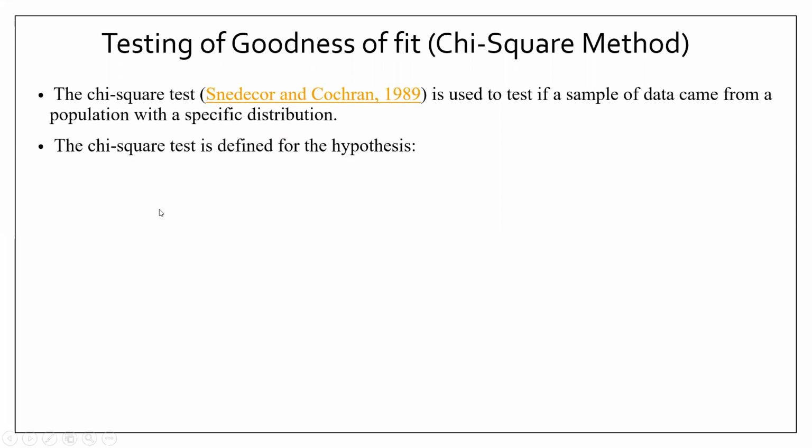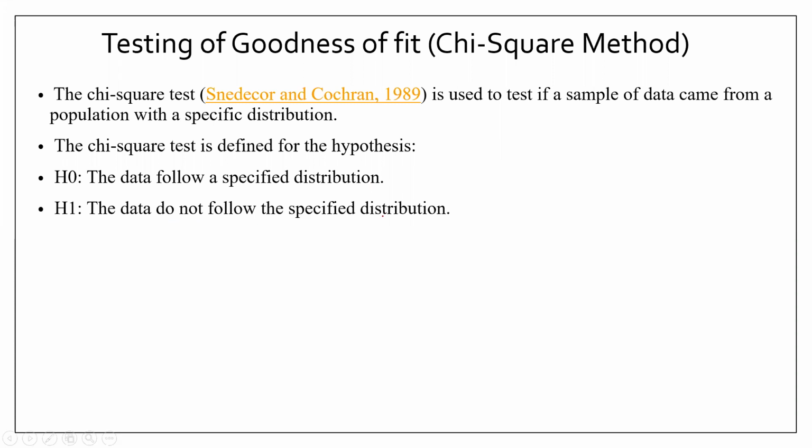The chi-square test for the hypothesis works in this manner. Your null hypothesis is that the data follows a specified distribution. If they mention the distribution is binomial, then your null hypothesis becomes that the data follows a binomial distribution. Then your alternative hypothesis is that the data does not follow the specified distribution. Specified means it will be given in the problem what kind of distribution we have to use to find the expected frequencies.